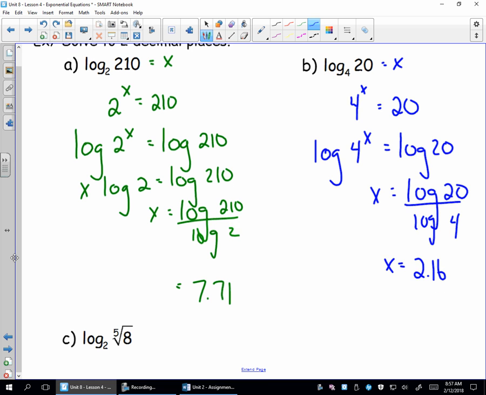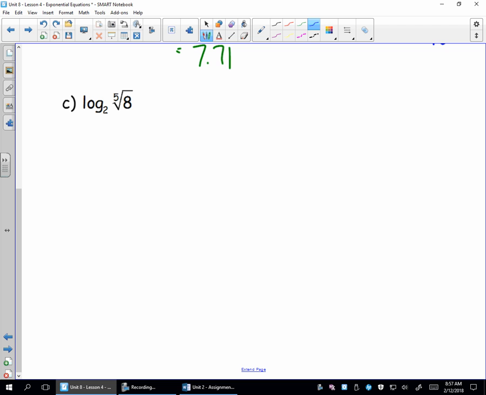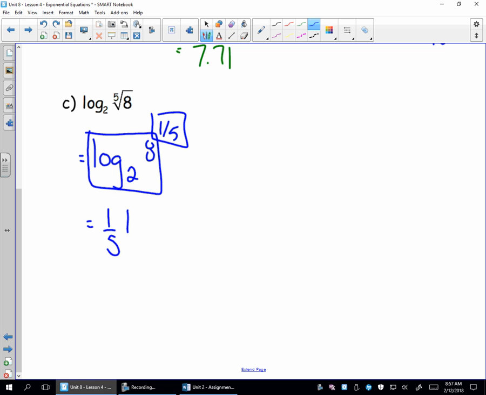And try the last one here. Log base 2 of the fifth root of 8. I don't like the format of this. Let's change it. That's 8 to the 1/5. You know what? I can actually calculate this. So all I need to do is get rid of the 1/5. Let's rewrite that. Well, our basic log rule, right, power rule.